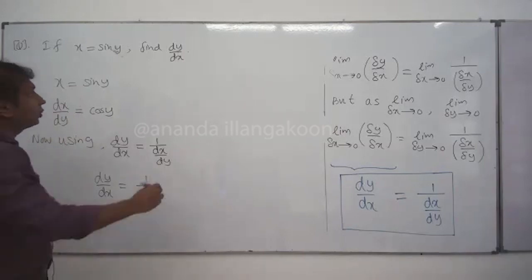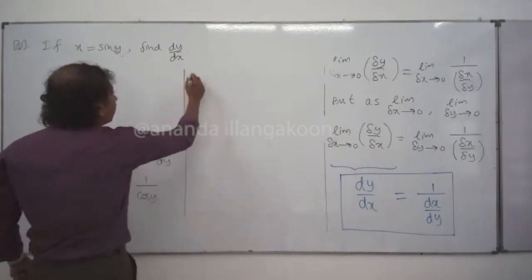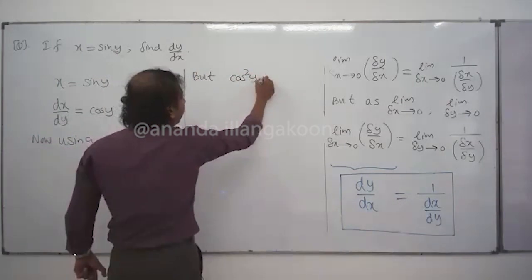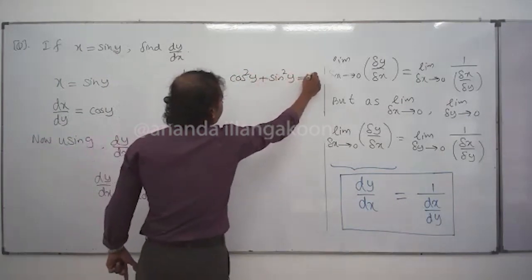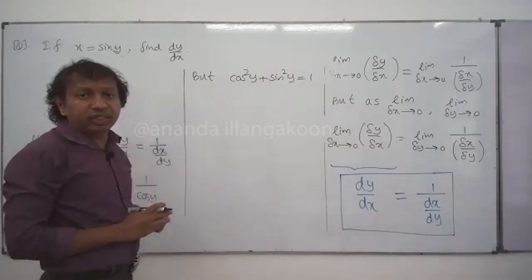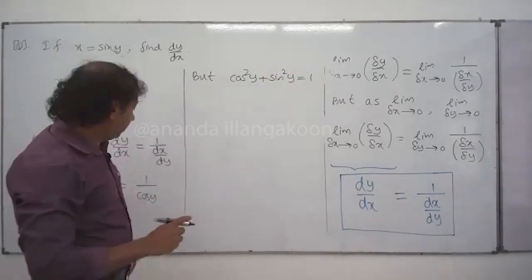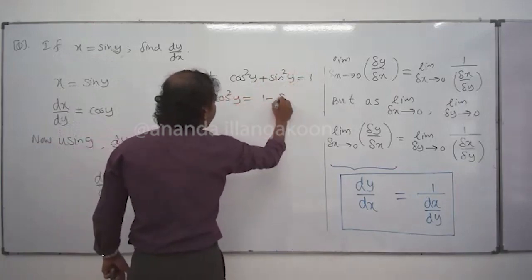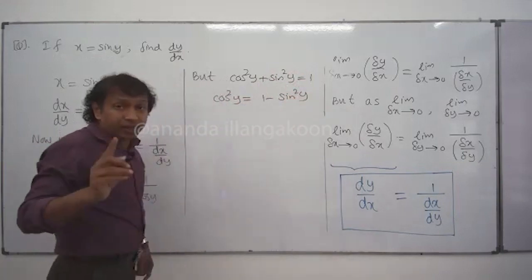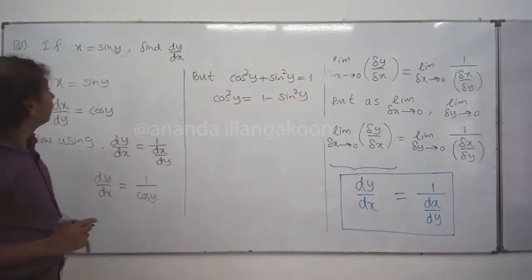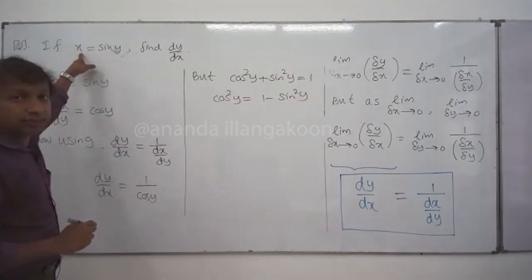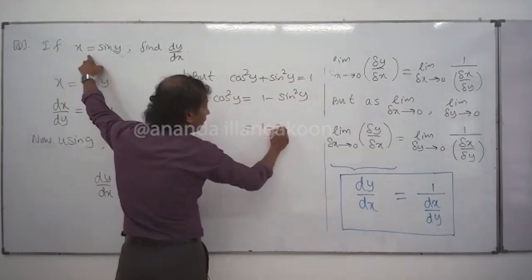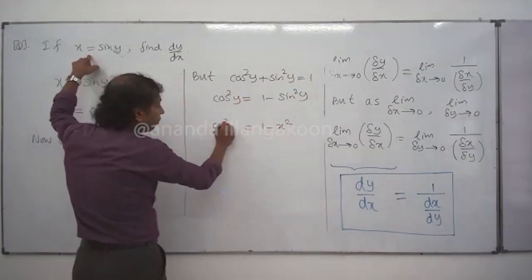But, people, cos y you can write differently. In trigonometry we learned cos squared y plus sin squared y as what? 1, no? For any angle theta, we learn sin squared theta plus cos squared theta equals 1. Then here we can solve for cos y. First of all, cos squared y, taking the right hand side, is 1 minus sin squared y. But, people, in our question, we are given sin y as x. That means here sin y is x. So therefore here it should be x squared. 1 minus x squared. This is cos squared y.